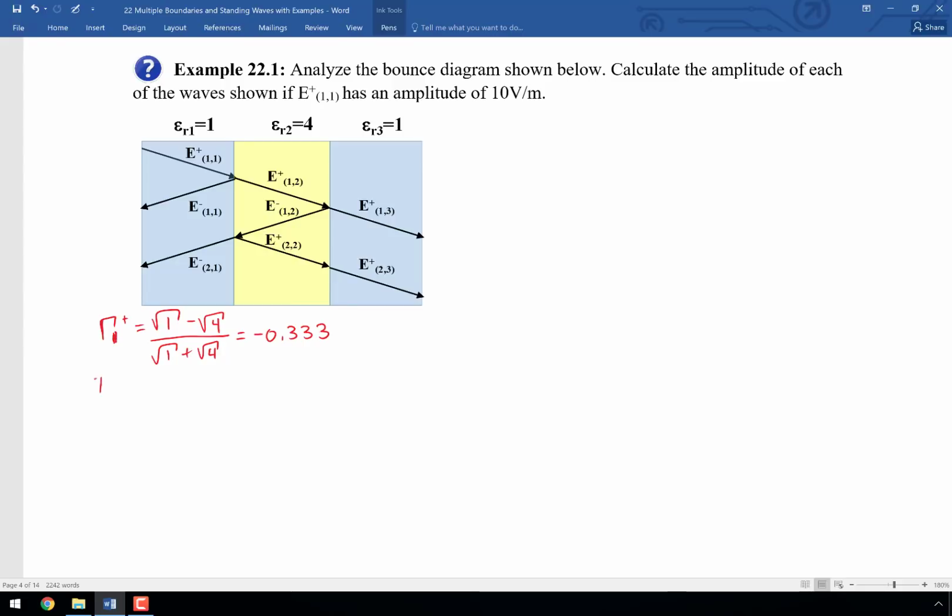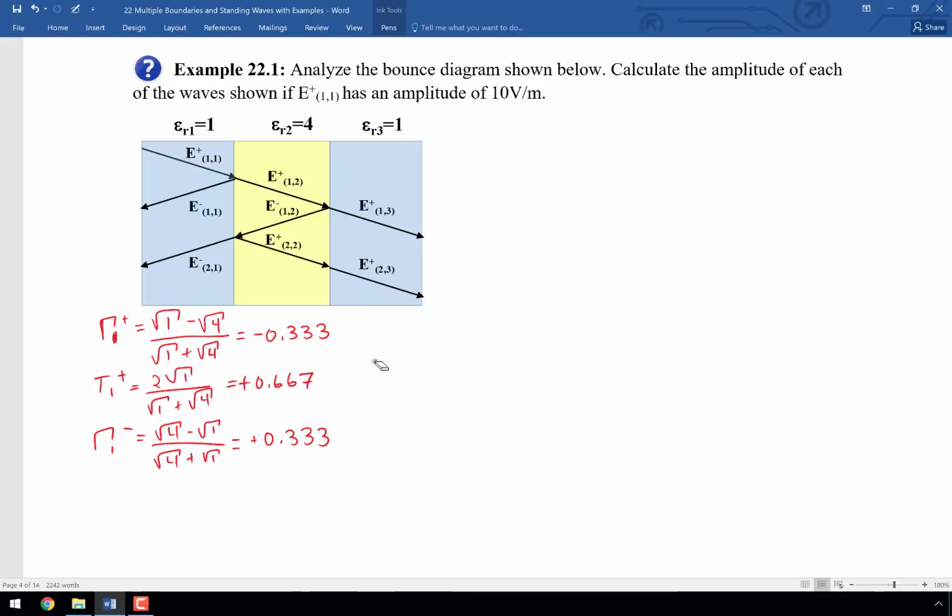And I can do t sub 1 plus, that is equal to 2 times the square root of 1 divided by the square root of 1 plus the square root of 4, and that gives me plus 0.667. Just checking there, t is equal to 1 plus gamma, so I've done those calculations correctly, most likely. Gamma 1 minus is equal to the square root of 4 minus the square root of 1 divided by the square root of 4 plus the square root of 1, which turns out to be plus 0.333.